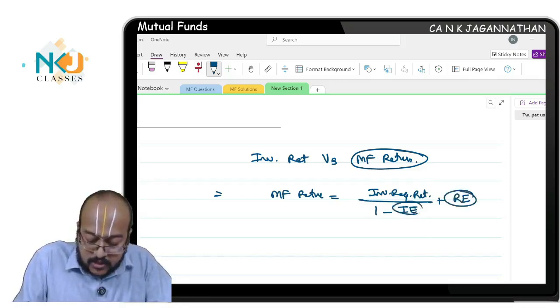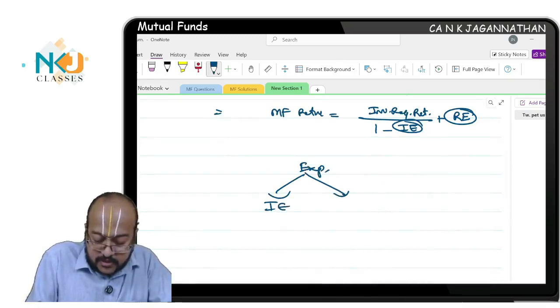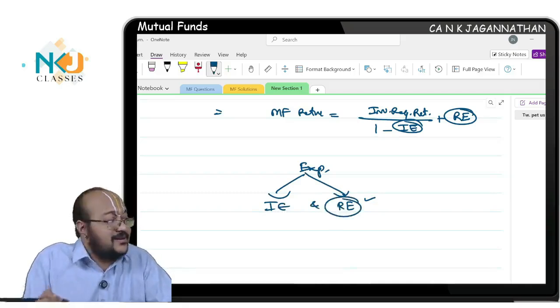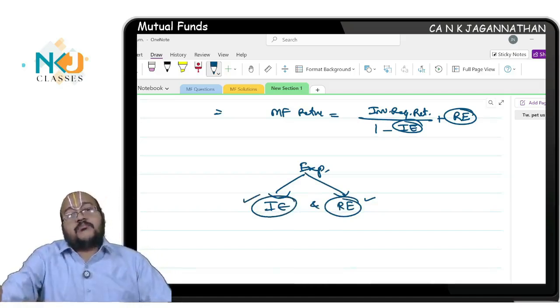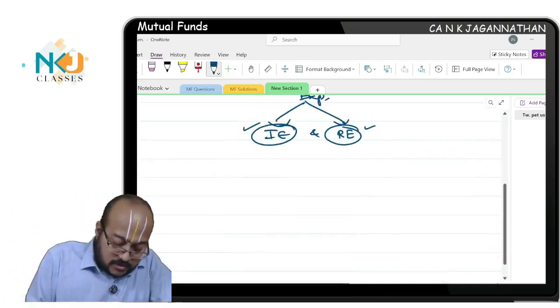You see, I can classify the expenses into two: initial expenses and recurring expenses. Every year there might be a few expenses which will be recurring in nature, and there might be some expenses which will only be incurred in the initial phase, correct? Now see what happens. You apply the formula.